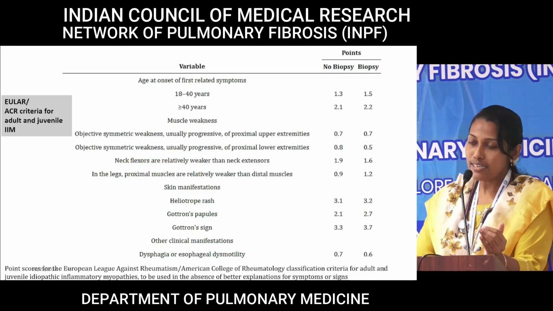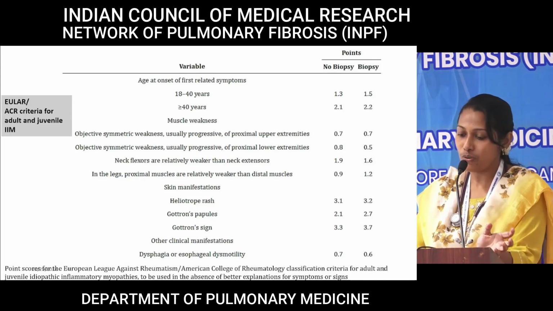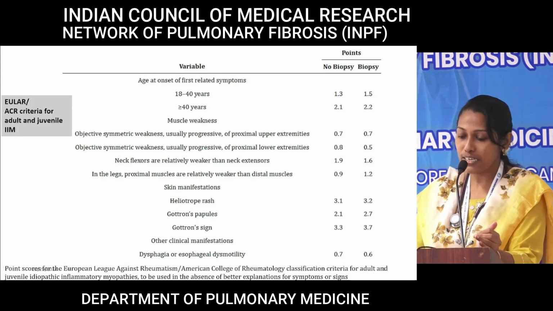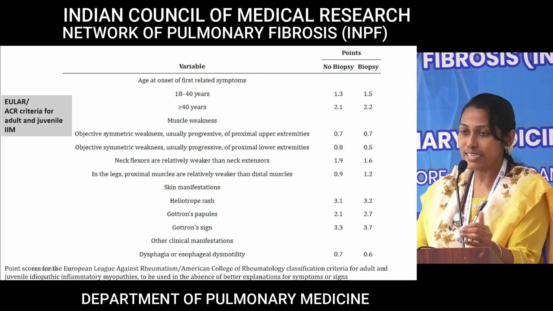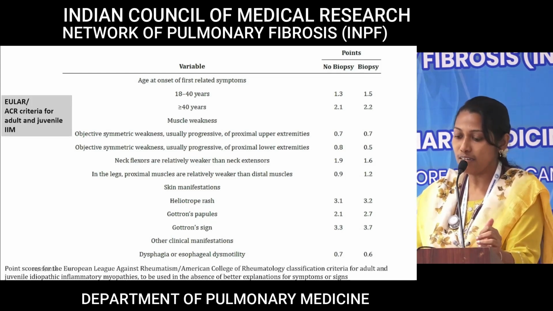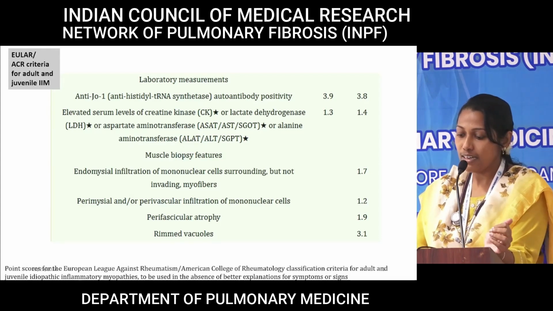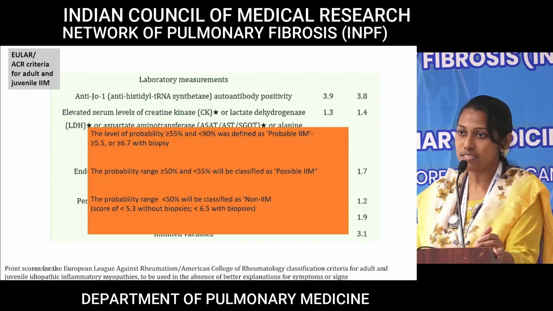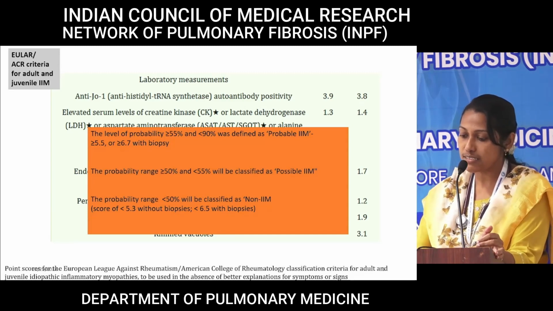There was an age-old criteria in 1975 by Bohan and Peter et al., which is not currently followed, after which the EULAR and the ACR criteria came for the adult and juvenile IIM. Here we can see so many symptoms, but ILD is not included in this criteria. Serologically they have included anti-Jo1, and it is a bit complex calculation based on points. They calculate the probability of IIM with biopsy and without biopsy, and they have a classification like this.